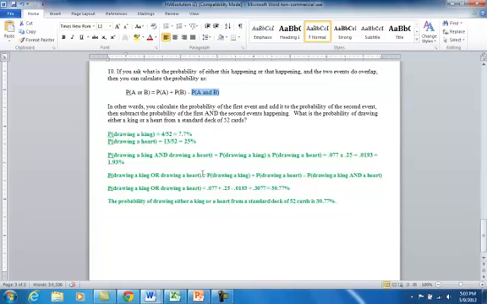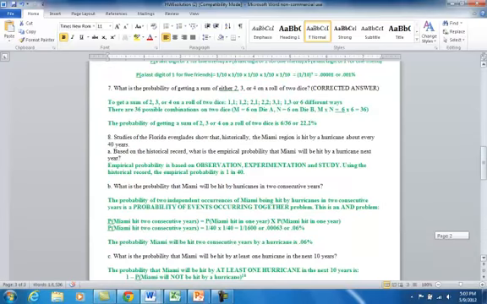The probability of drawing a king or drawing a heart, then we have to calculate it out. Probability of drawing a king, 0.077. Probability of drawing a heart, 0.25. Subtract the probability of drawing both. That equals 0.3077 multiplied by 100. That gives you 30.77%. So the probability of drawing either a king or a heart from a standard deck of 52 cards is 30.77%. Now that's how we do the solution for homework number 6.